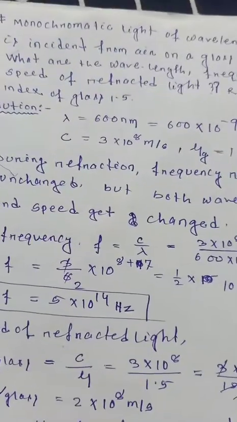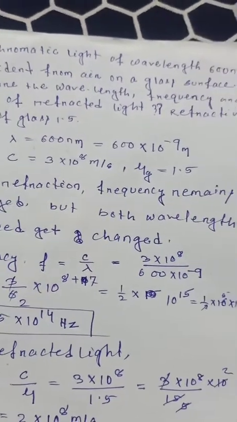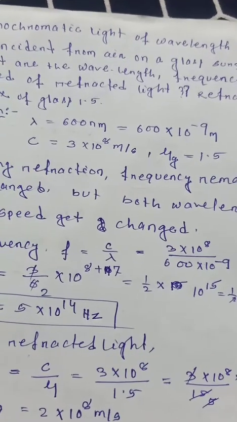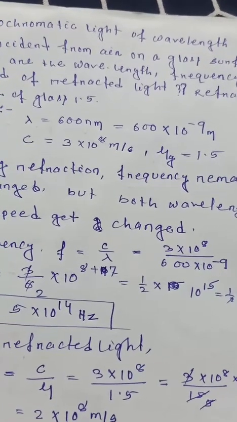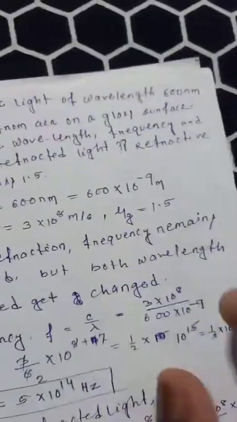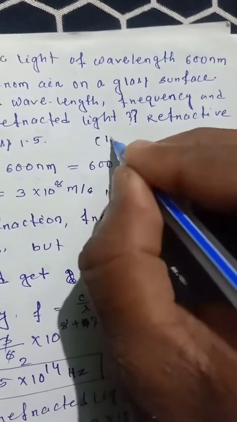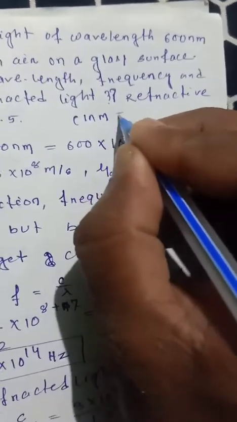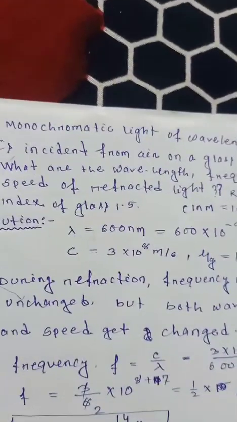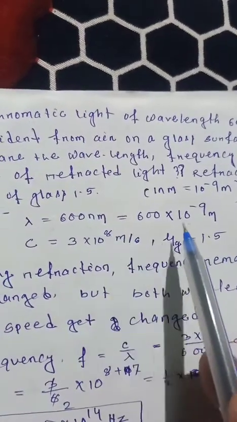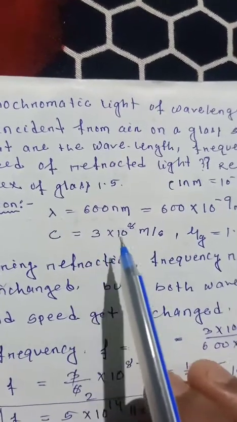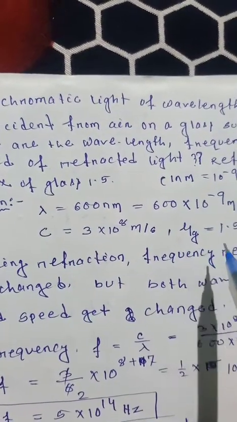So the first condition is the monochromatic light of wavelength 600 nanometer, so that lambda is equal to 600 nanometer. Here 1 nanometer is equal to 10 to the power minus 9 meter. Okay, so I am using 1 nanometer is equal to 10 to the power minus 9 meter. The velocity of light is 3 into 10 to the power 8 meter per second, and mu glass is this much.